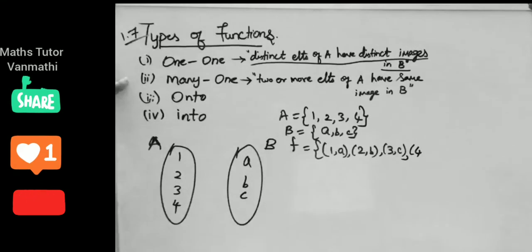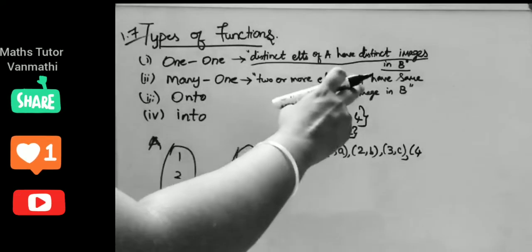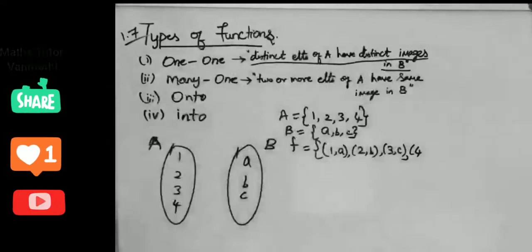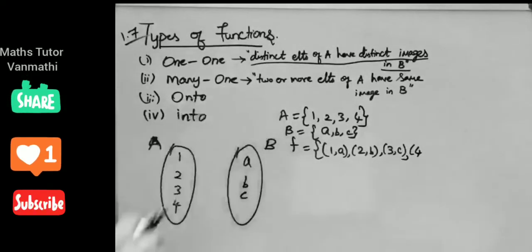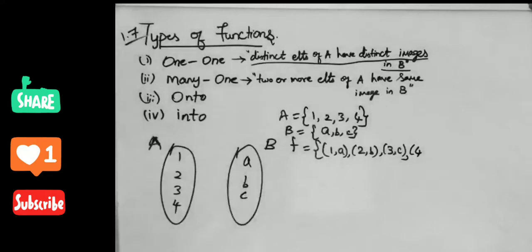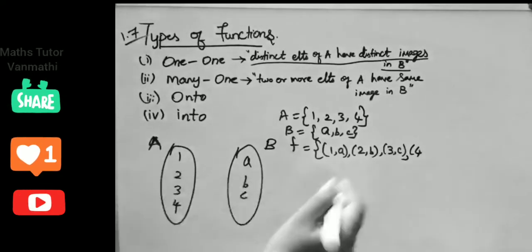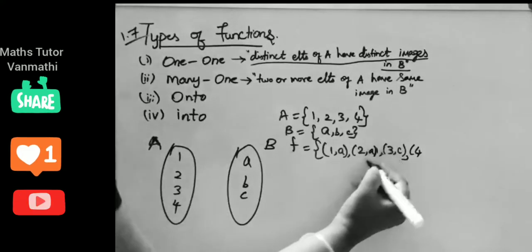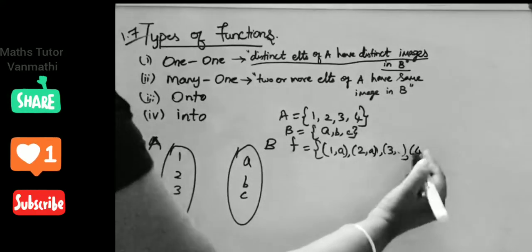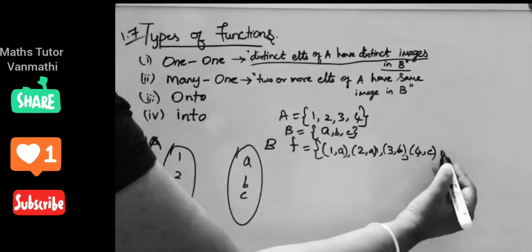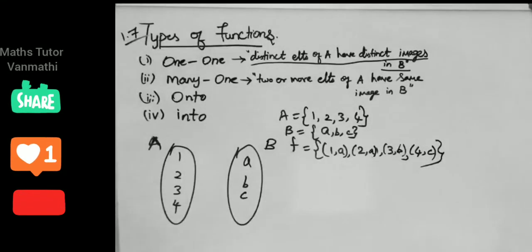Okay, next we are going to see many to one function. A function f from A to B is called a many to one function if two or more elements of A have the same image in B. So we are considering two sets. A set is here 1, 2, 3, 4. B set is here a, b, c. And the function given is (1, a), (2, a), (3, b) and (4, c). This is your given function.